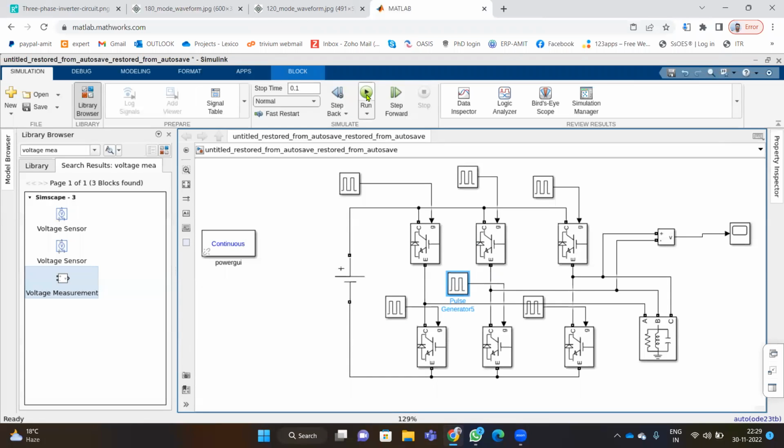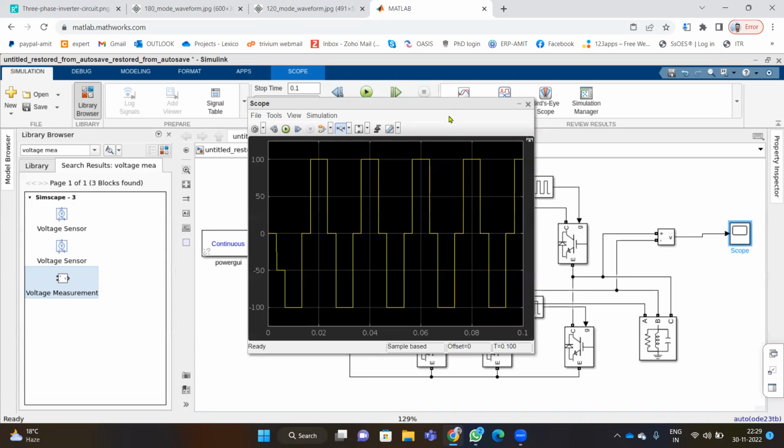So our circuit is ready. Let's try and simulate it. First of all, I have simulated this particular circuit for 0.1 second, which is nothing but 5 times our time period. So our time period was 0.02, so 5 times 0.02 will be 0.1. So we will be able to see 5 cycles in the scope. So this is our output, as you can see.